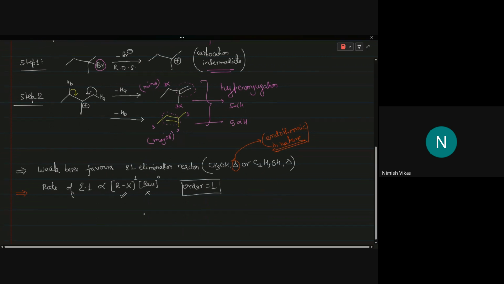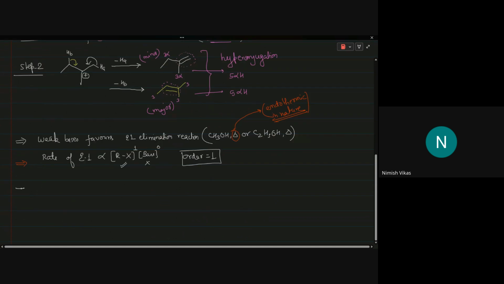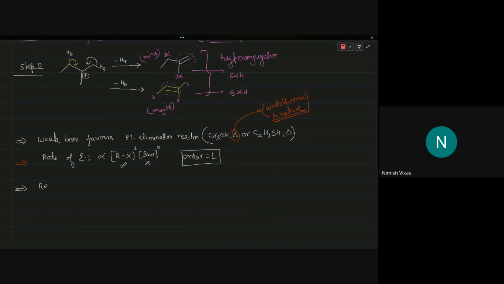Now, the next useful point with respect to E1 elimination: the reactivity of E1 elimination reactions. In the E1 reaction you can see the carbocation is forming, and the most stable carbocation is the 3-degree carbocation. That is why 3-degree alkyl halides give a far better E1 elimination reaction as compared to 2-degree alkyl halides, as compared to 1-degree alkyl halides, right?